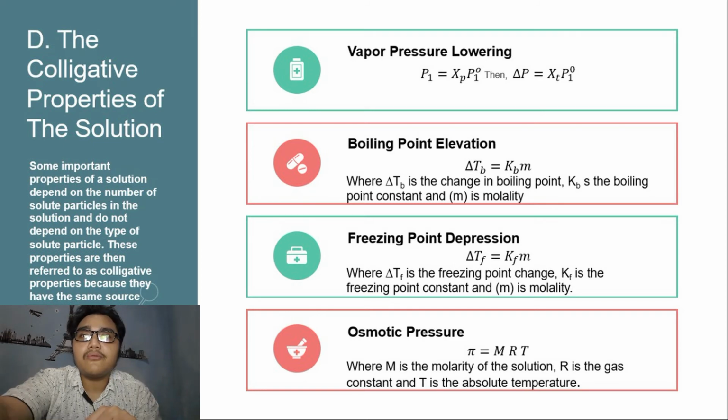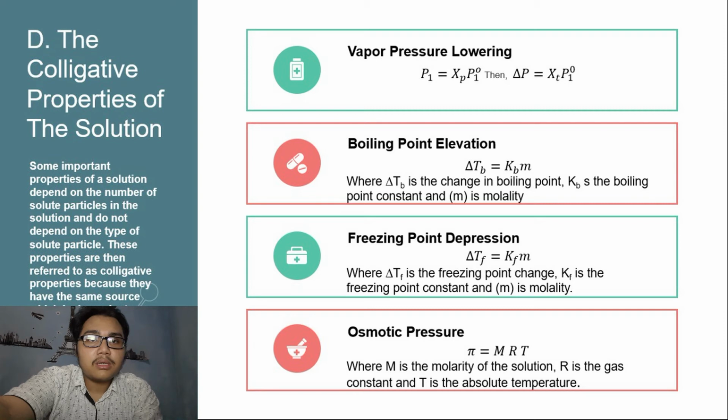Second, boiling point elevation. Because the presence of non-volatile solutes reduces the vapor pressure of the solution, the boiling point of the solution must also be affected. The boiling point of the solution is the temperature at which the vapor pressure of the solution is equal to the pressure of the outside atmosphere. As you can see, the formula is the change in boiling point equals the boiling point constant multiplied by molality.